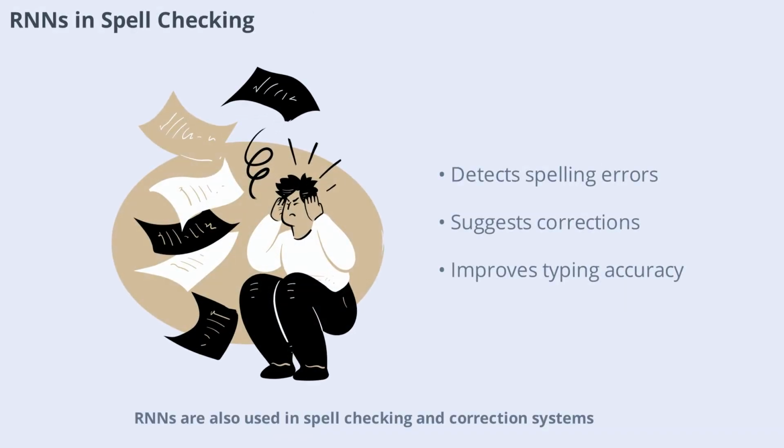RNNs are also used in spell checking and correction systems. By analyzing the sequence of characters or words, RNNs can detect and correct spelling errors in real time. This is especially useful in mobile keyboards and word processors, where accurate and fast correction improves the user experience. RNN-based spell checkers can even suggest contextually appropriate corrections, making them smarter than traditional rule-based systems.